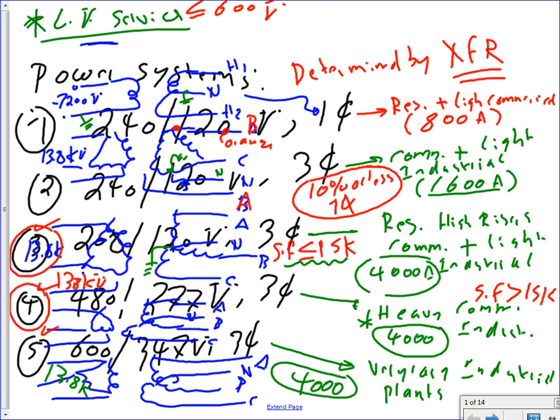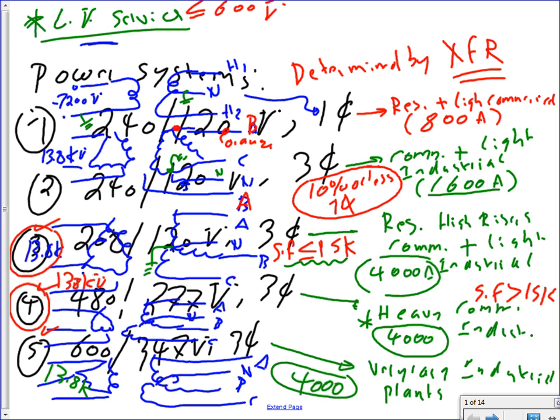Heavy commercial and industrial, that's the application. Heavy commercial, malls, strip malls, and industrial, bigger shops, bigger factories. They take 480/277 for up to 4,000 amp. Can I have a thumbs up, Chad? We understand that distribution system. Okay, so that's your distribution system.